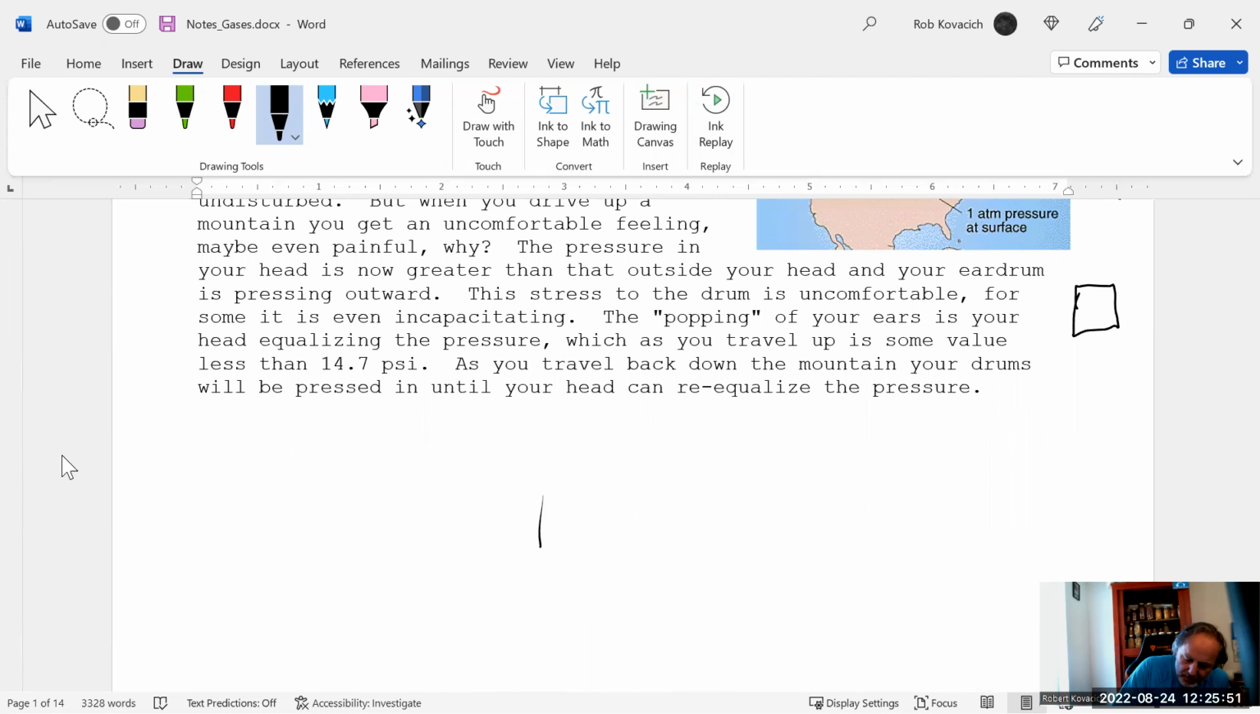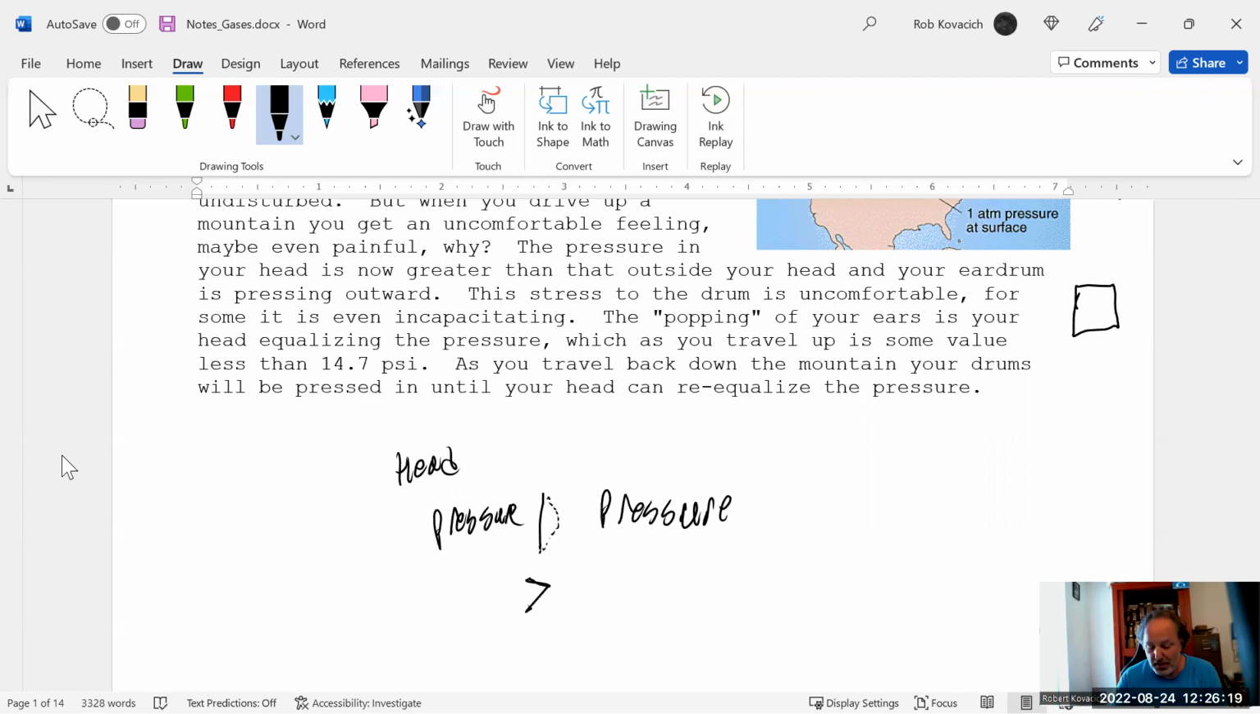You have an eardrum, and then there's, let's say this is your head. There's a certain amount of pressure in here, and then there's a certain amount of pressure out here. Under normal circumstances, those pressures are equal to each other. Well, what happens if you start to drive up Mount Hood? Then the inside pressure becomes greater than the outside pressure, and then this eardrum bows out. And that can be uncomfortable.